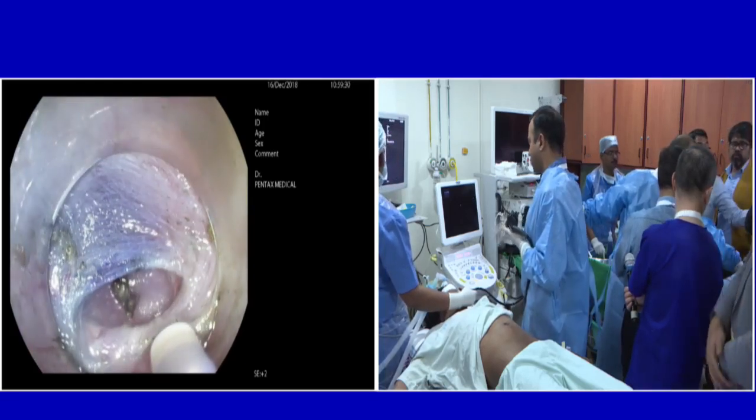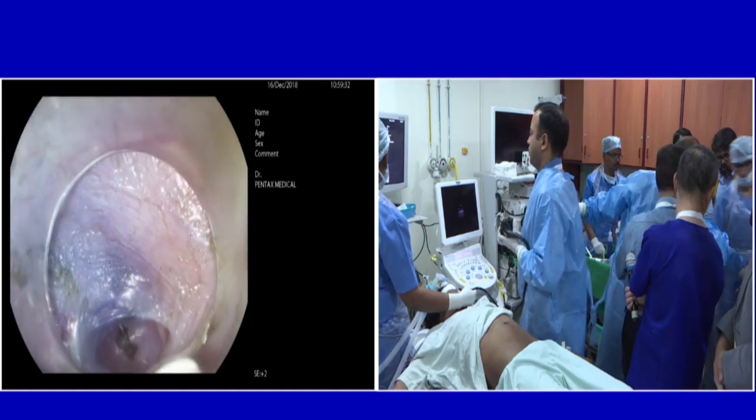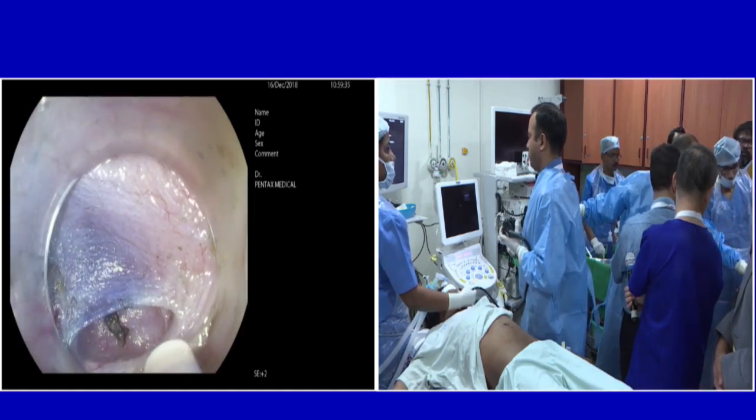Go down, this one, go down. So I think to identify, while they're discussing, to identify the G junction, there are numerous methods.